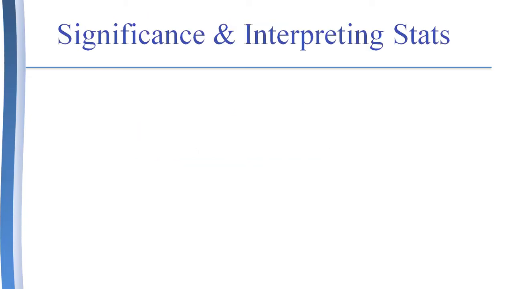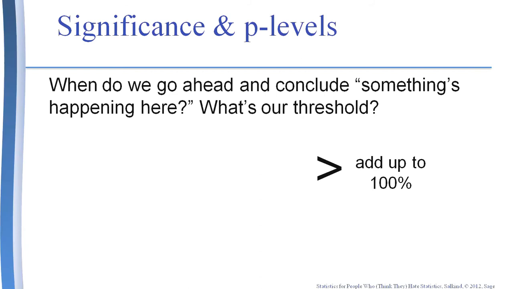All right. Moving on to significance and interpreting statistics. So remember that because we can never, ever, ever be 100% certain of anything, right? The world is too complex to say anything for real for certain. We need to make a threshold for when we go ahead and conclude something's happening, we're observing a phenomenon, I think there's something going on here, right? And in the world of statistics, we've determined that we want at least 95% confidence before we go ahead and accept our research hypothesis and say, I think there's something going on here.